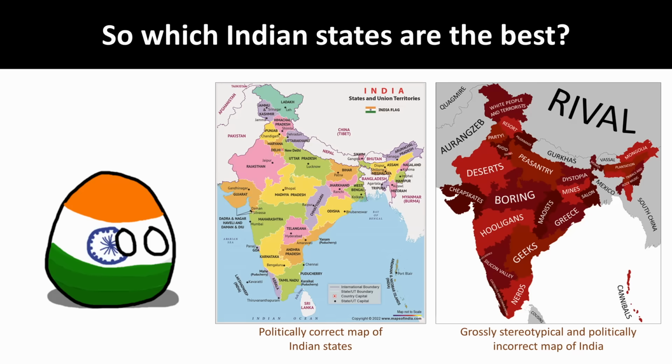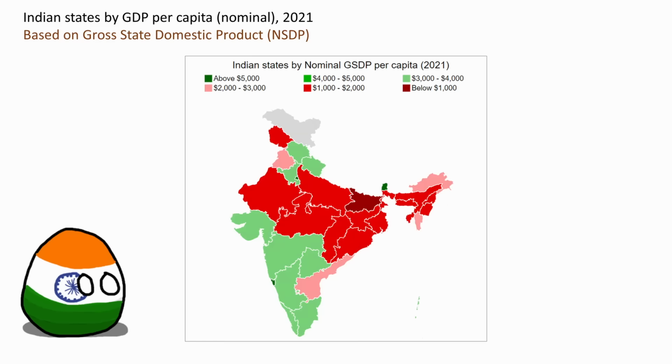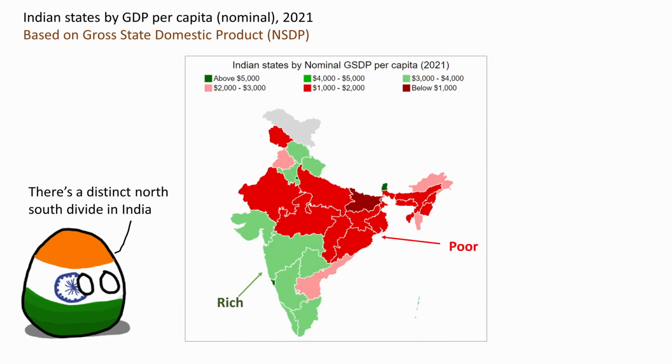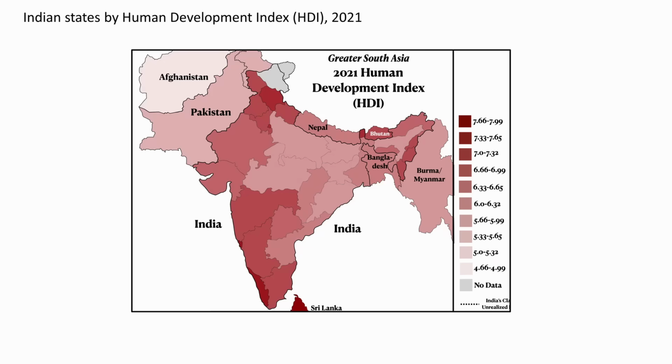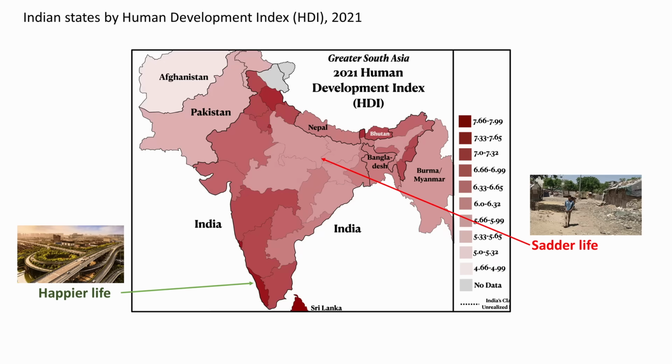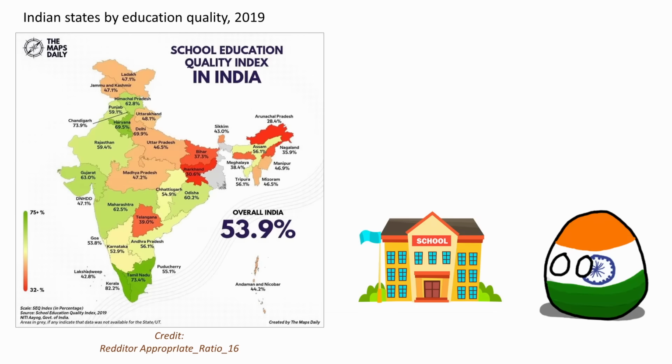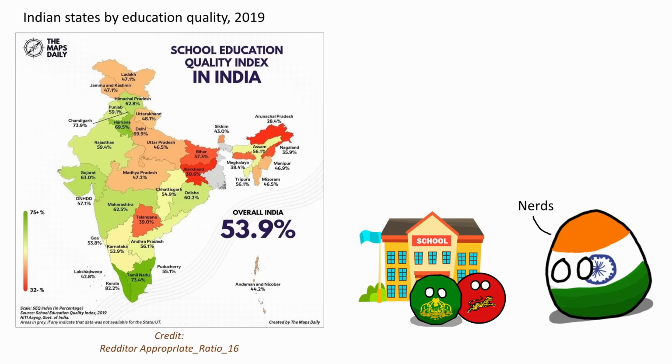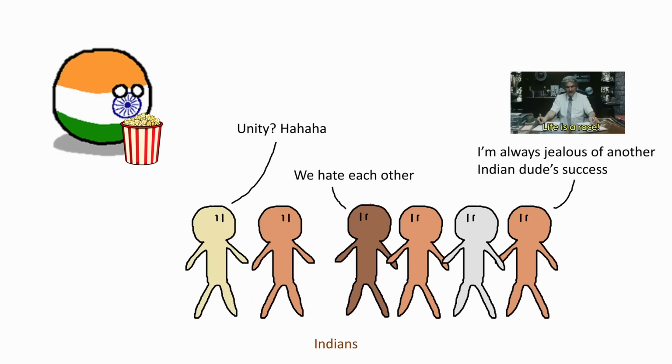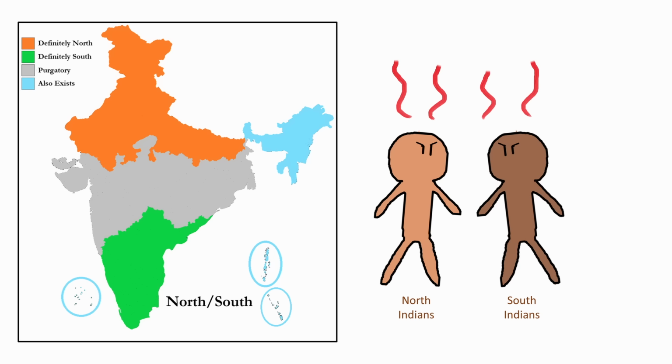So which Indian states are the best? In terms of economy, there is a clear north-south divide. In terms of Human Development Index, there is a blob in central India. In terms of education, southern India dominates the game. The internal Indian rivalry can be intense, best exemplified by the Indian North-South divide.